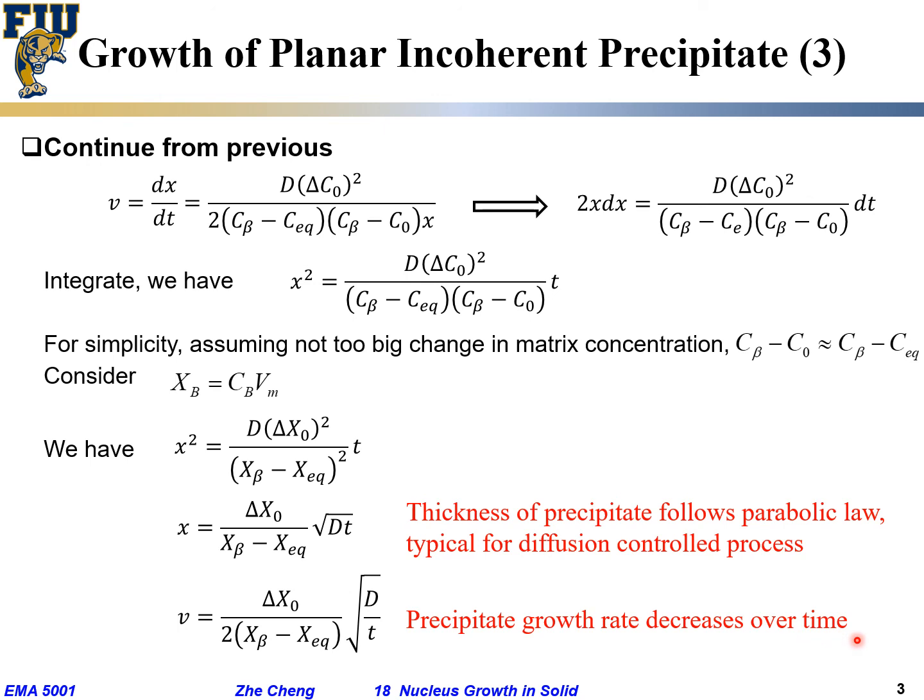After doing this long derivation, we found out the precipitate growth follows a parabolic relationship, which is consistent with most diffusion controlled processes. x squared equals Dt times a constant, while x equals the square root of Dt, and the velocity, the motion of the interface, decreases over time, which means as time goes on and on, the precipitate linear growth rate becomes slower. Okay?